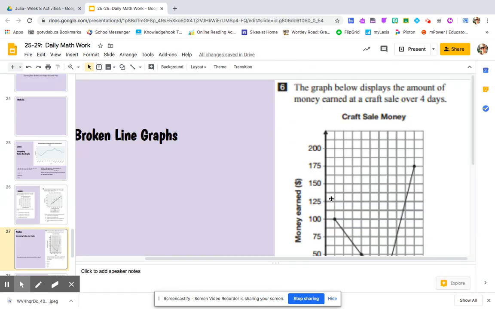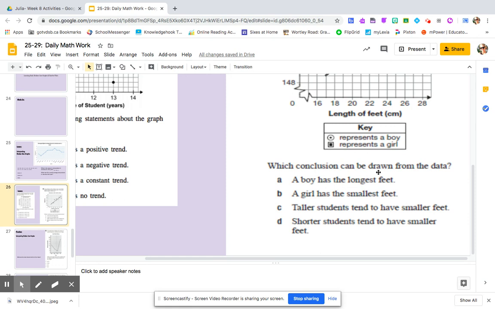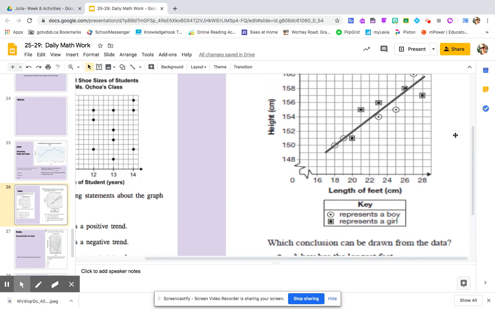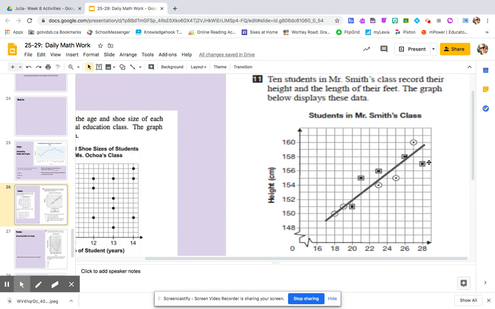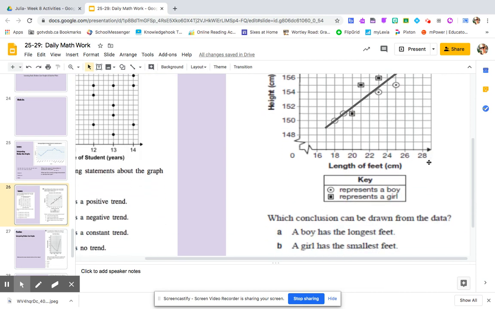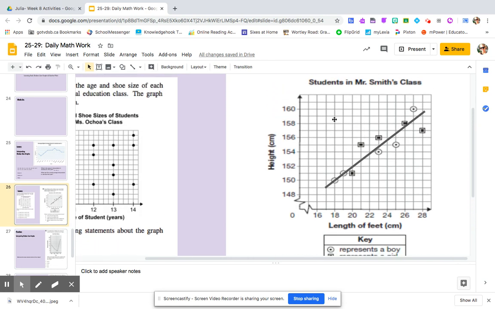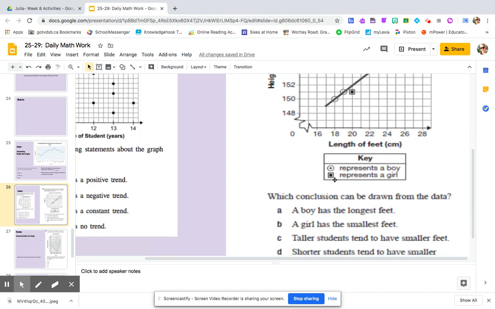So this one asks us, which conclusion can be drawn from the data? A boy has the longest feet. Let's see if that is true. The longest feet are 28. No, that is actually a girl. We know because they have a square there. A girl has the smallest feet. And if I look here, it's actually 18 centimeters was a circle. That is a boy.